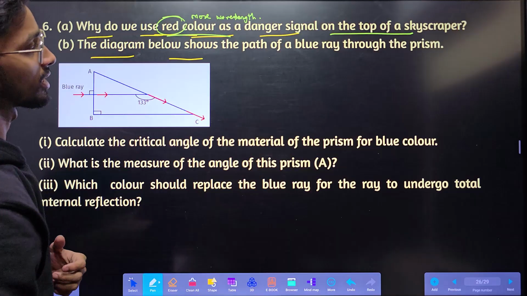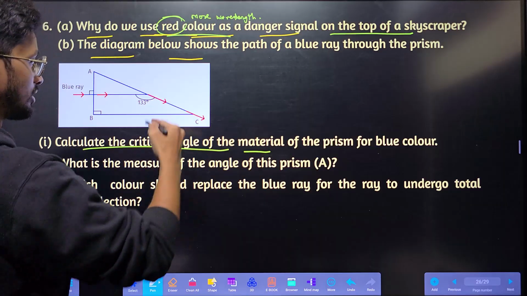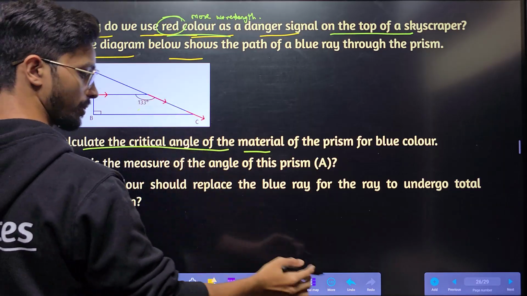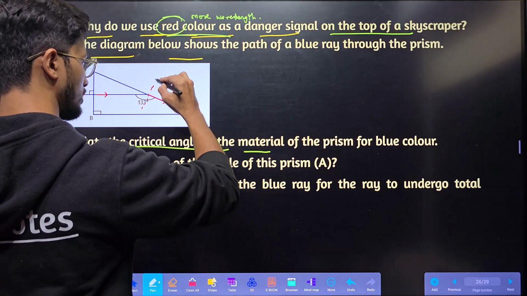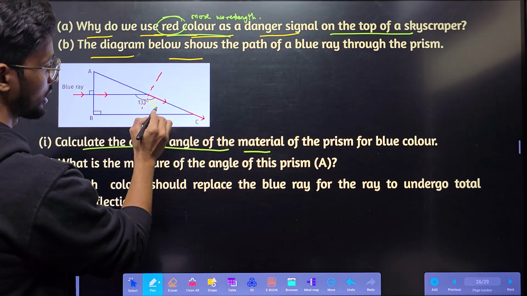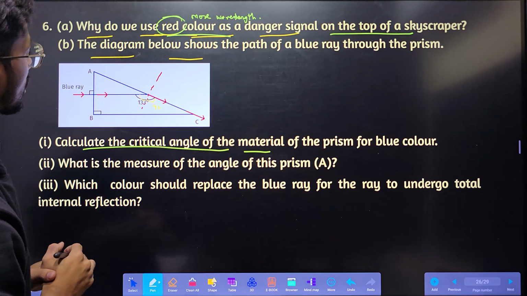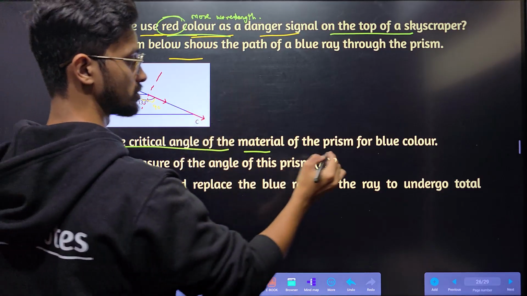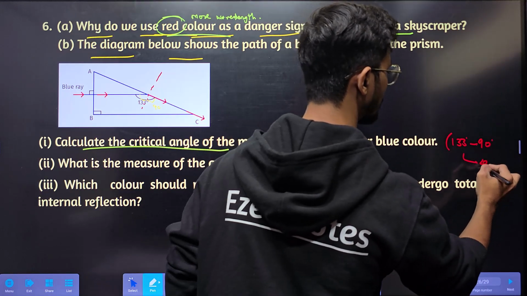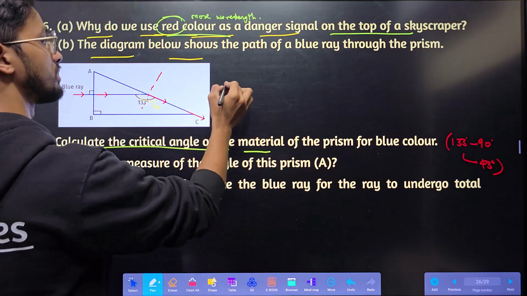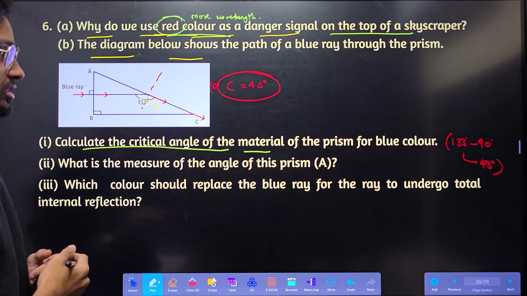Next, the diagram below shows the path of a blue ray through a prism. Calculate the critical angle. Okay, let us calculate the critical angle. So this is our normal. This angle will be 90. Total is 133, so 133 minus 90 is 43. Critical angle is how much? 43 degrees. C is equal to 43 degrees for the first sub-question.